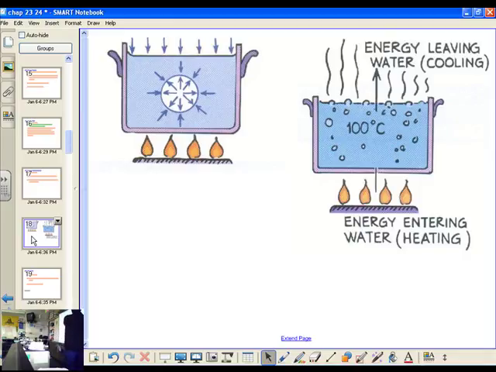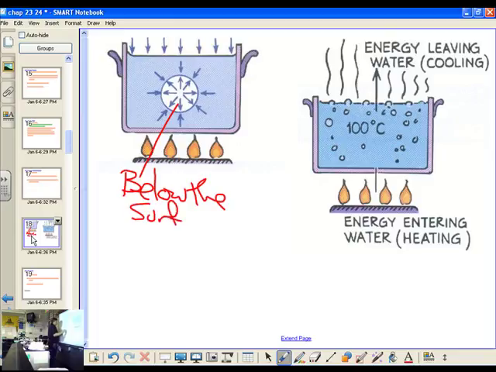So first of all, in order to keep this boiling, I got to keep energy going in because energy is going out the top. The question is, where does the bubble form? And this is the big difference between boiling and evaporation. Boiling, and this is something you should add, the phase change occurs below the surface.